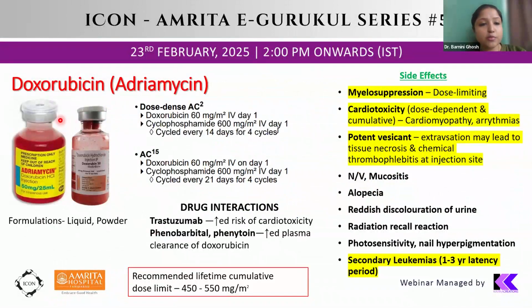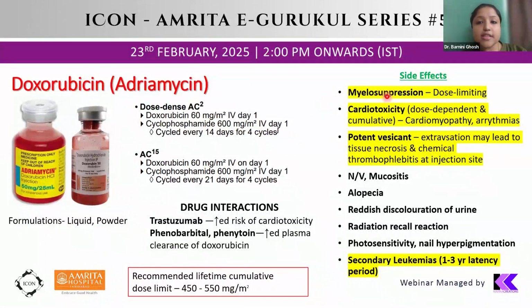So here you can see I put a picture of this doxorubicin. It may be available either as a liquid form or as a powder form, which needs to be reconstituted with normal saline. And it is red in color. The name rubicin indicates that it is red in color.